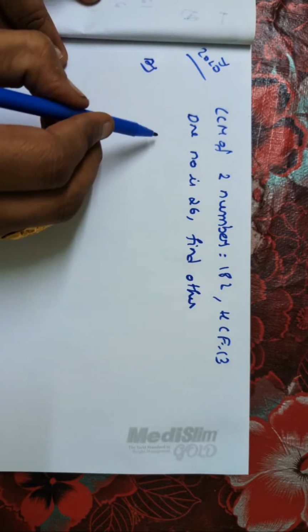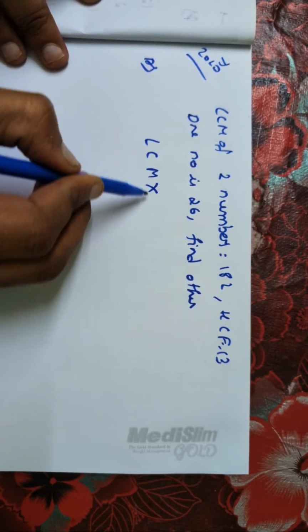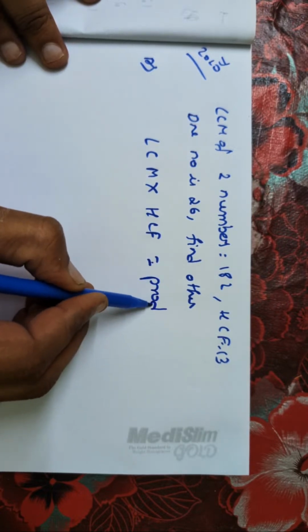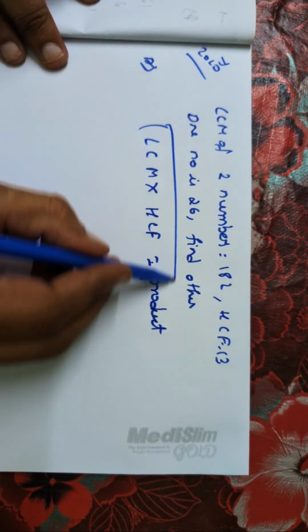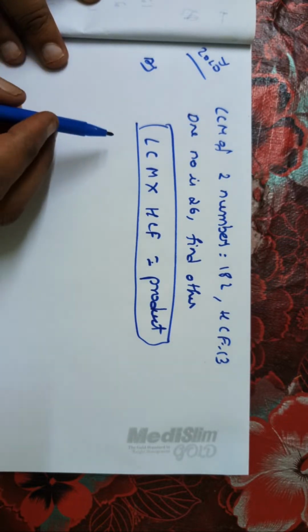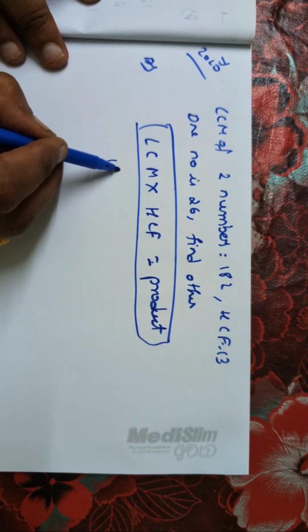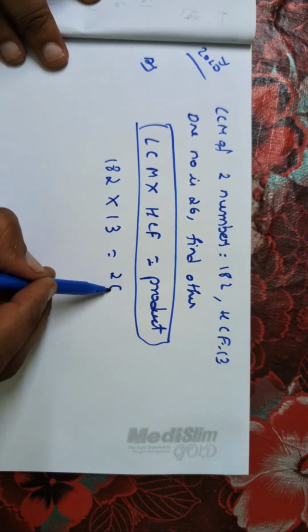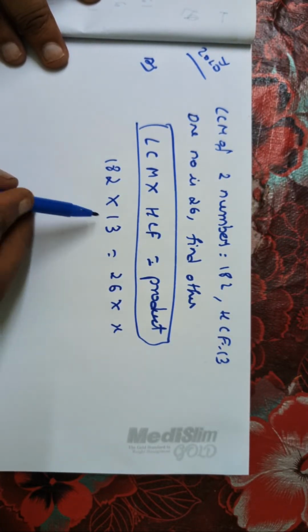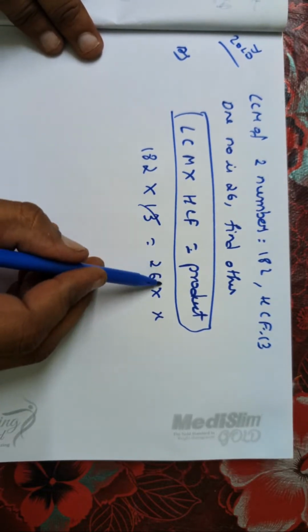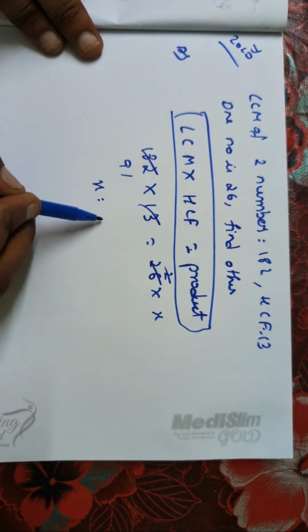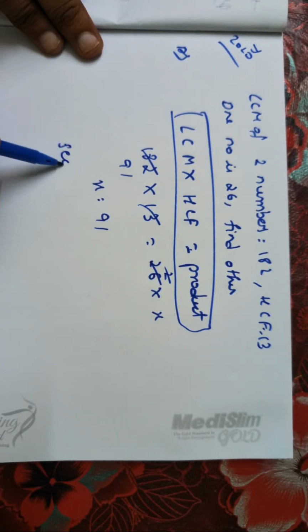So here also it is the same. LCM into HCF is equal to the product. I'm just using this principle again. So the LCM they have written as 182, the HCF is 13, and the product of 2 numbers is one, 26, and the other we need to find out, which is x. If you divide 182 times 13 by 26, you will get 91. So x is equal to 91, that is, the second number is 91.